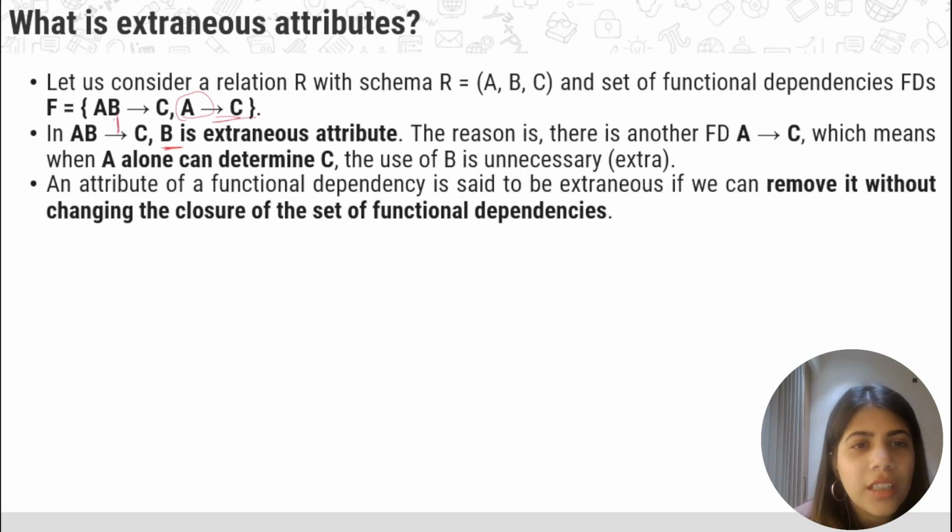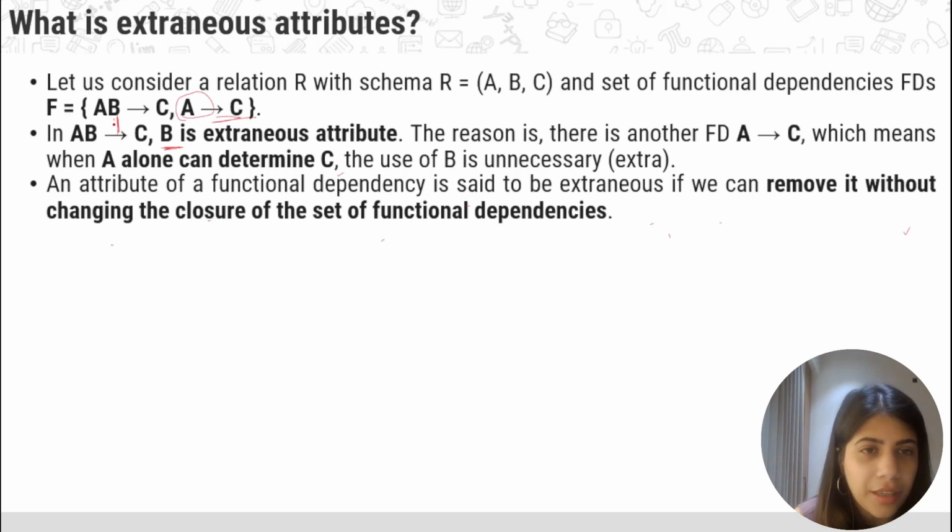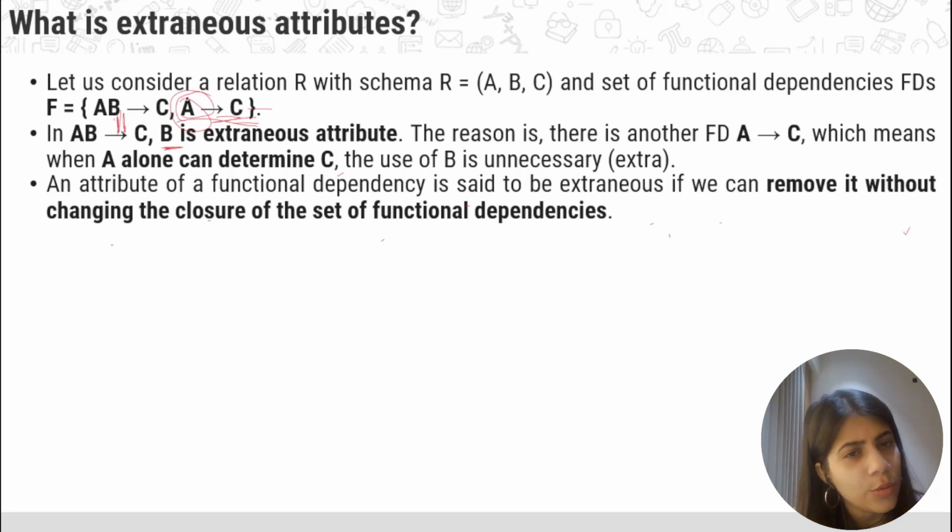So we do not need B then. The reason is there is another functional dependency that A can determine C, which means when A alone can determine C, the use of B seems to be unnecessary, an extra attribute. An attribute of a functional dependency is said to be extraneous if we can remove it without changing the closure of the set of functional dependencies. We can remove this attribute only when it has no effect on the closure. AB can determine C and A alone can also determine C. We anyways want to determine C. So why use an extra attribute which has no use? Such attributes are called extraneous attributes.